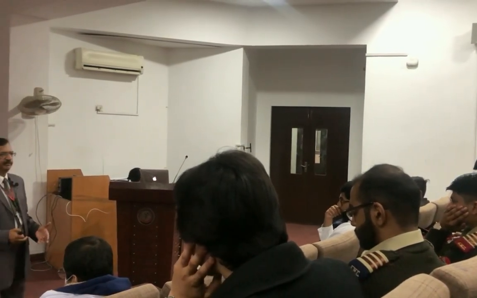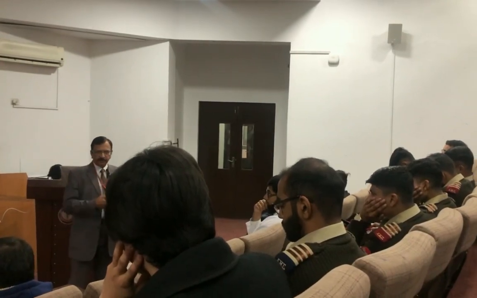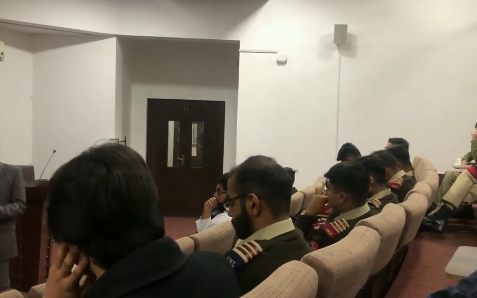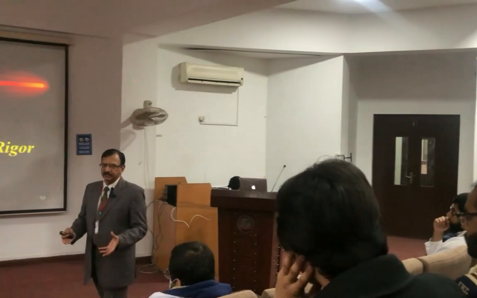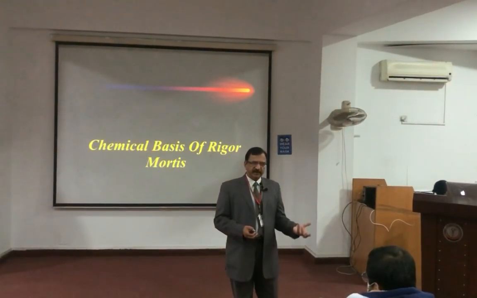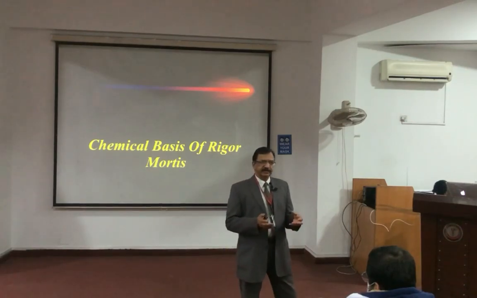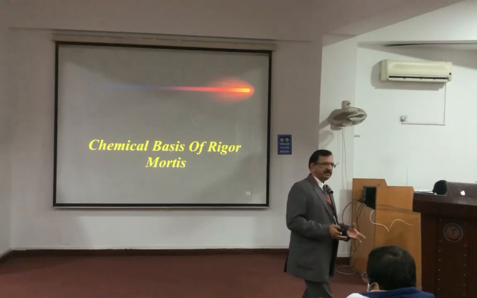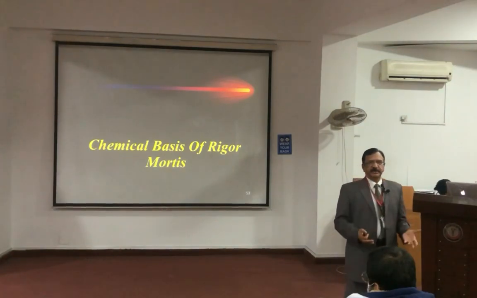So, not only is the pH falling because of the accumulation of lactic acid, the pH is falling and the body is cooling. So, the fall in temperature, the accumulation of lactic acid causing reduction in pH, and the depletion of ATPs because of the depletion of glycogen, these are the chemical bases which result in the production of rigor mortis.